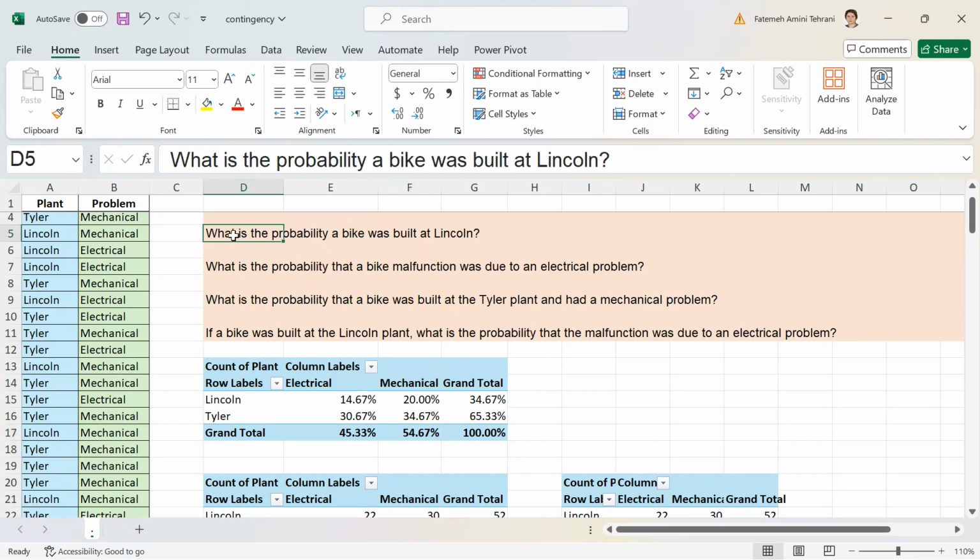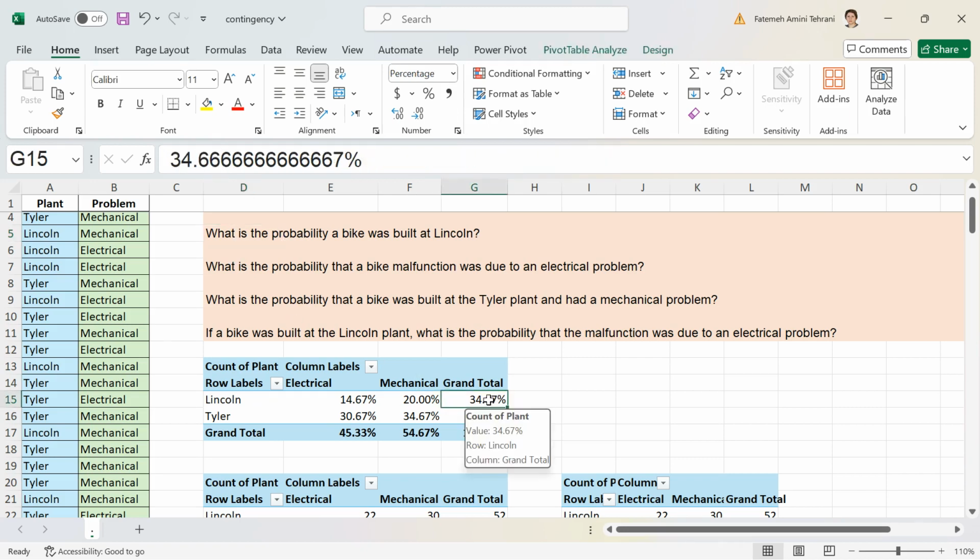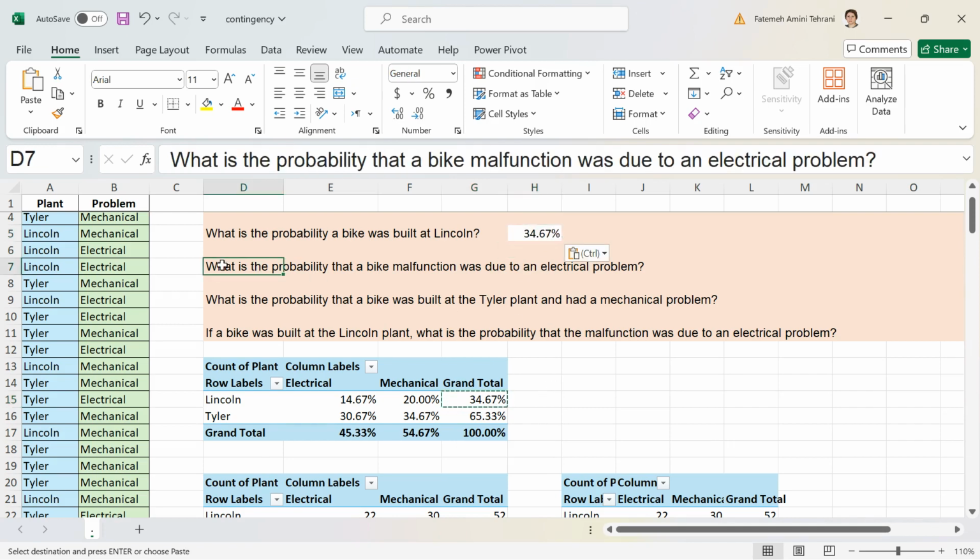Look at the first question. The question says, what is the probability that a bike was built at Lincoln? It's the probability of Lincoln. I need to look at the marginal probability for Lincoln. 34.67%. It's P of Lincoln. So I'm going to copy and paste that here.